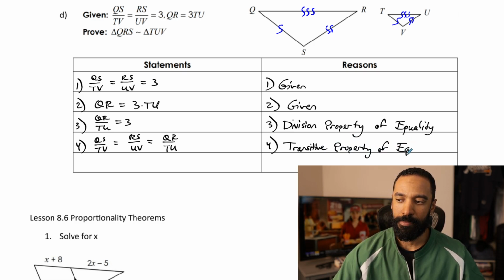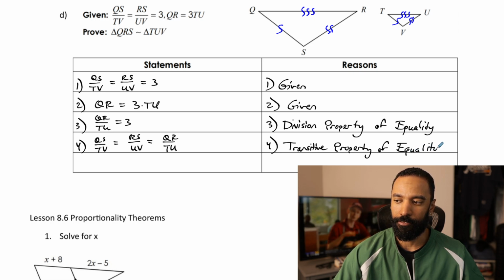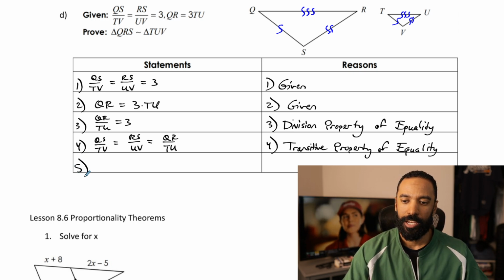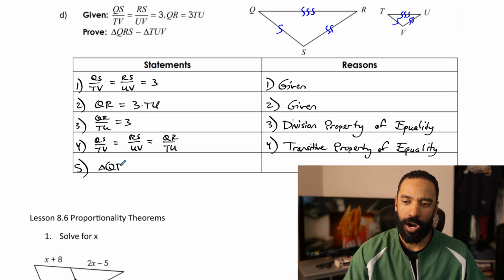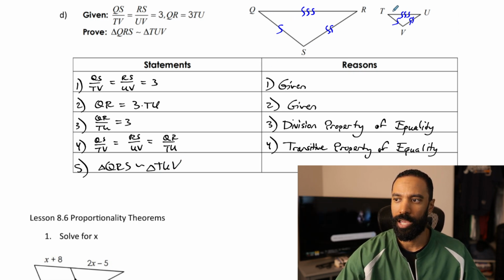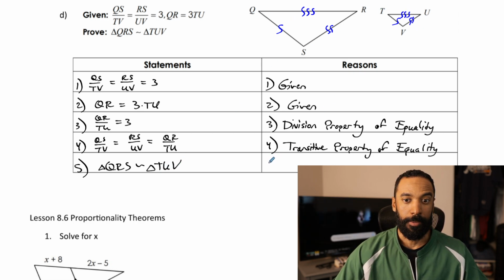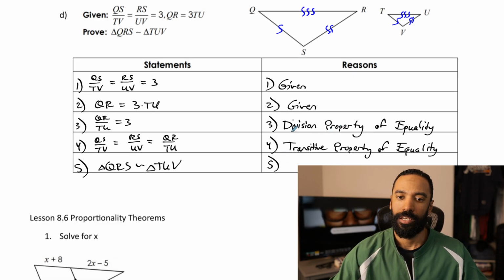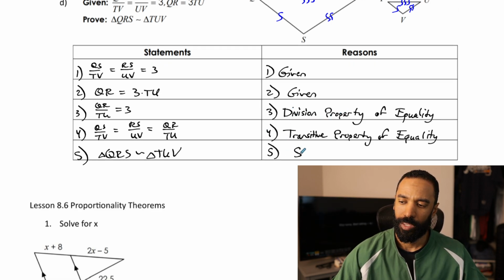Now that statement will allow me to lead into my final, and it looks like they wanted this to be statement 2, because now I can fit this. My final statement: triangle QRS is similar to triangle TUV. Let's make sure that works. QRS, TUV. Side, side, side. Side, side, side. Similarity theorem.